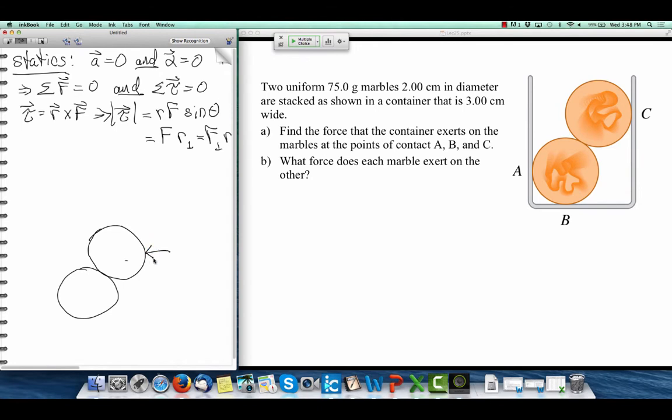at point C, these are round and you can ignore friction forces. So this force, that force at point C is going to be to the left. From the geometry of this, I can figure out the height. I know the diameter of the container. I know the sizes of these marbles. So I can figure out the height of point C.